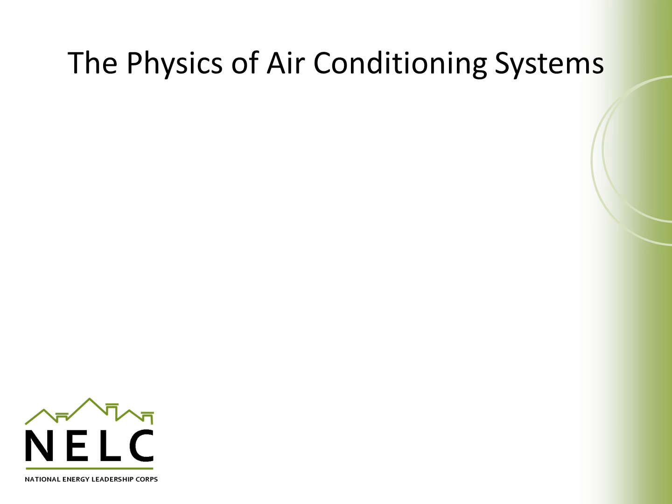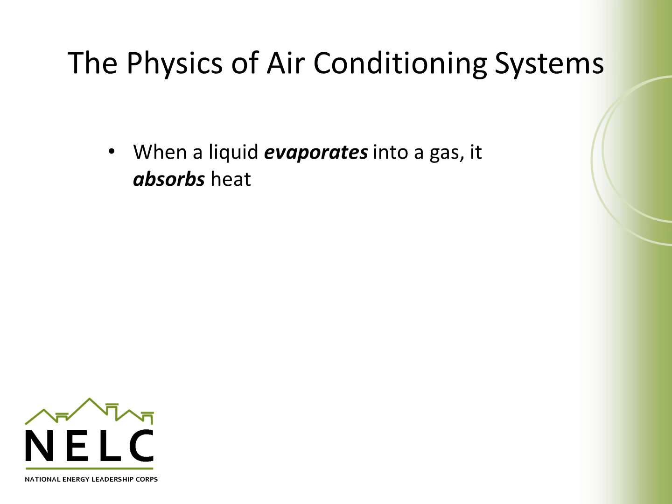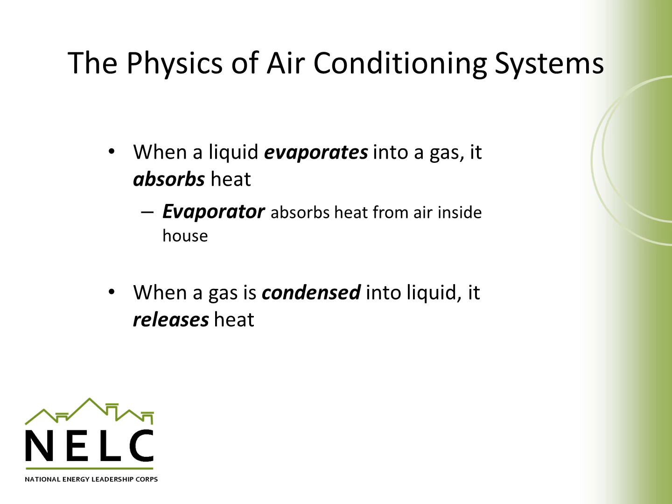In many cases, though, we do use air conditioning systems which use a cycle to exchange heat from the inside and the outside. And the physics of these systems are primarily based on a phase change of a refrigerant material. But generally, when a liquid evaporates into a gas, it absorbs heat. And as a part of an evaporator cycle, an evaporator will absorb heat from the inside of a house. When gas is condensed into a liquid, it releases heat, and as such, the condenser is the unit that rejects heat on the outside of the house.